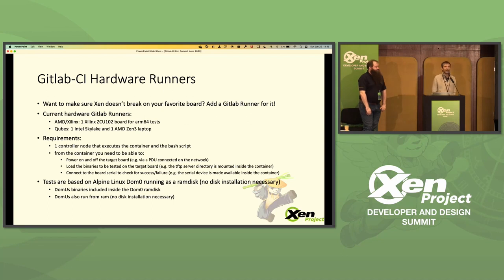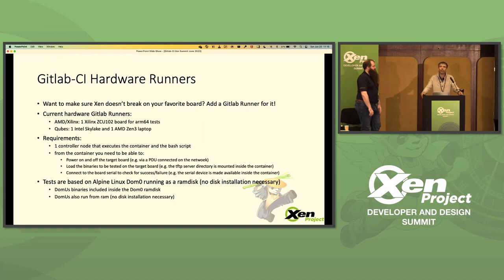One thing I also want to highlight about this hardware runner test, and this is true for both the hardware runners as well as QEMU tests, is that we don't do any installations. All of these tests are based on DOM0 running from RAM. We have an Alpine Linux-based rootfs, which just runs as a RAM disk. So you just have this binary ready, and you simply boot it. There is no installation step and test step. You just boot DOM0 from RAM, and you do all of the operations that you need there.